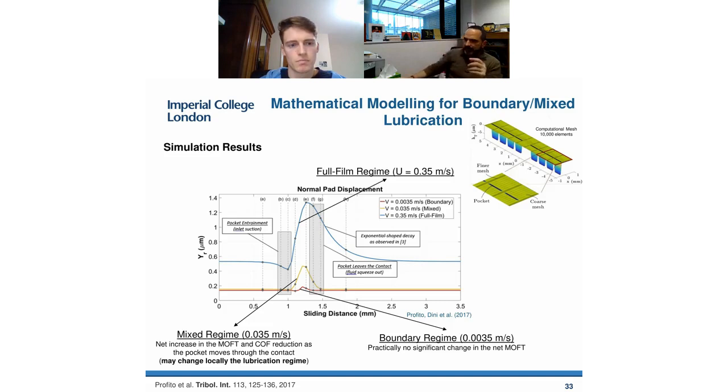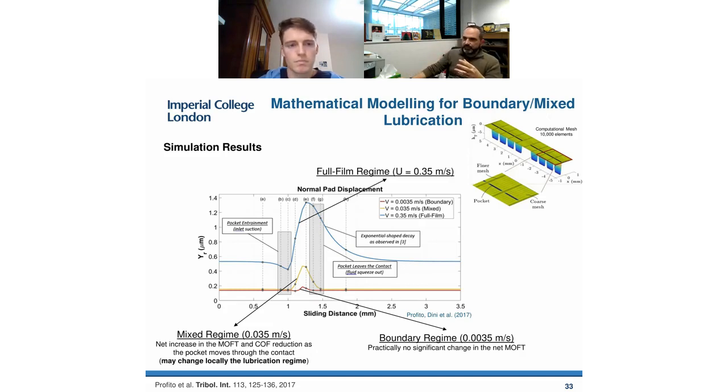And this is very important. For example, if you look at the full film, when you go faster, you form a full film. As the pocket travels through, you have this entrainment, inlet suction. This is the blue line on this graph. And as you go by, there is an exponential decay of this, and it's very prominent. So you see that here there is a lot going on.